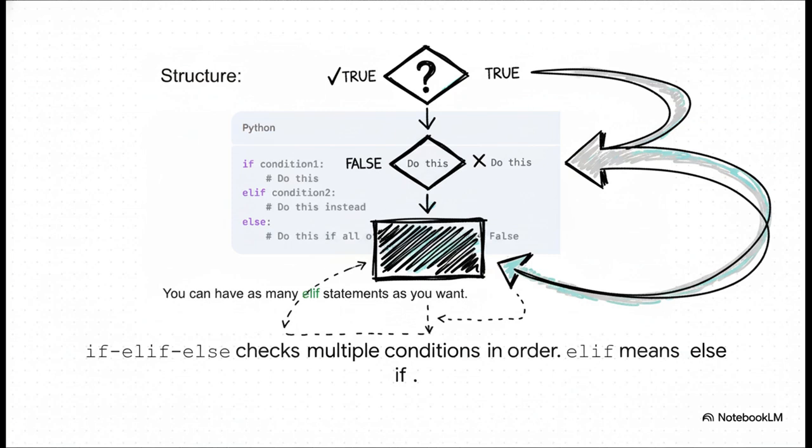So the program checks the first if condition. If it's false, it just moves on to the next elif. It keeps going right down the chain until one of these conditions is finally true. And as soon as it finds one, it runs that block of code, and this is the really important part, it immediately exits the entire chain. It doesn't even look at the rest. That else at the very end, that's your ultimate safety net. It only runs if every single condition above it was false.